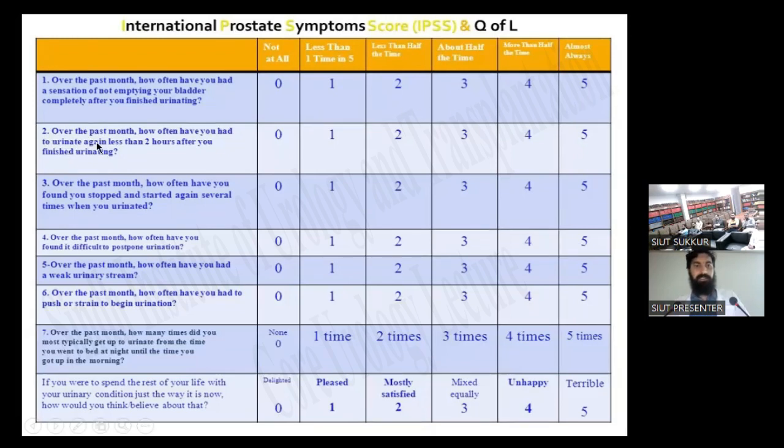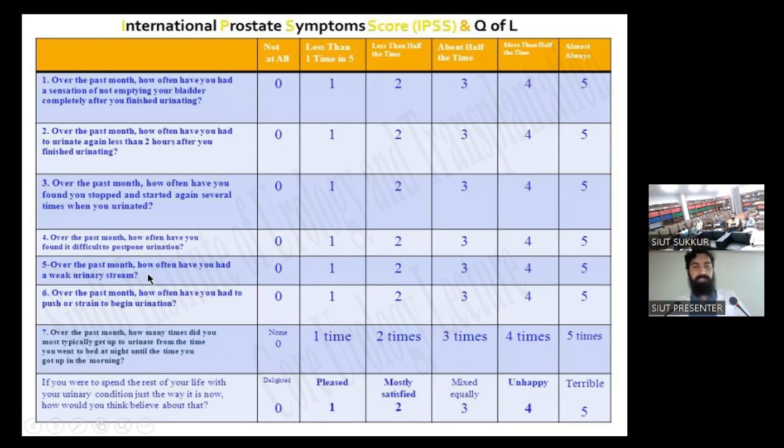The second question is: over the past month, how often have you had to urinate again less than 2 hours after you finish urinating? This is frequency. And the same grading will be applied. Over the past month, how often have you found you stopped and started again several times when you urinate? Intermittency. Over the past month, how often have you found it difficult to postpone urination? This is urgency.